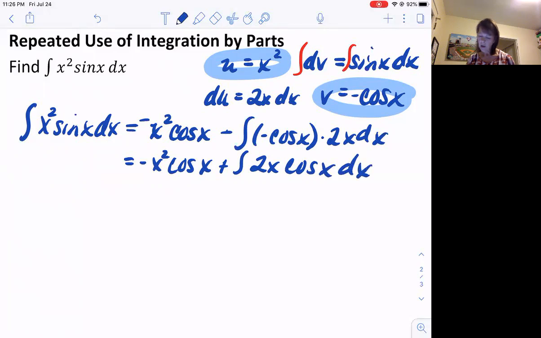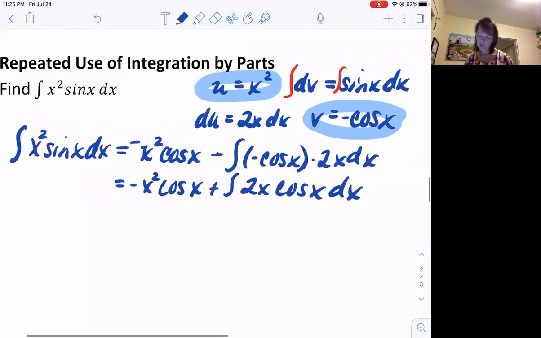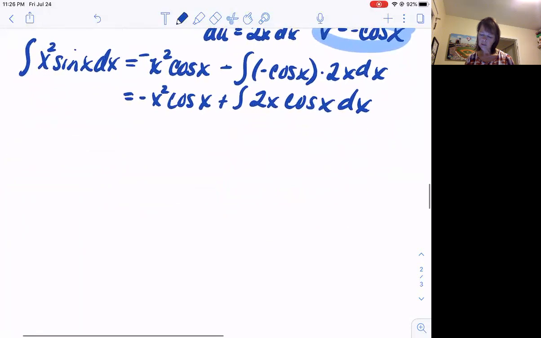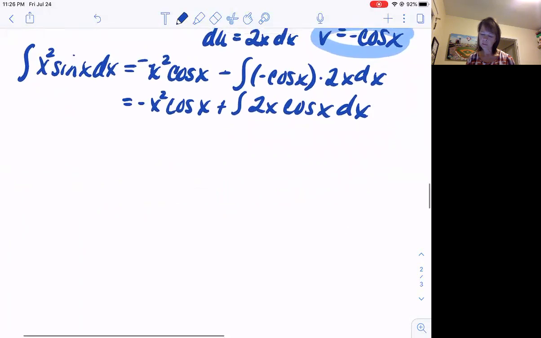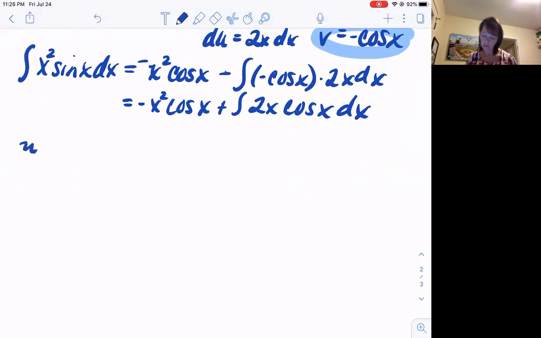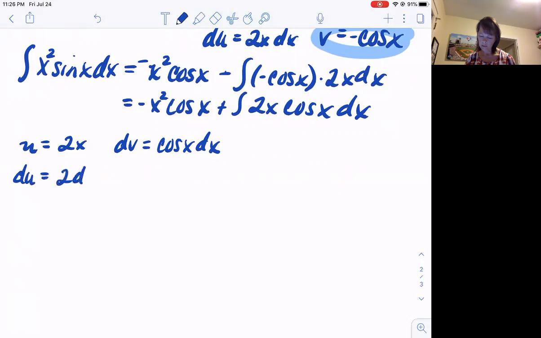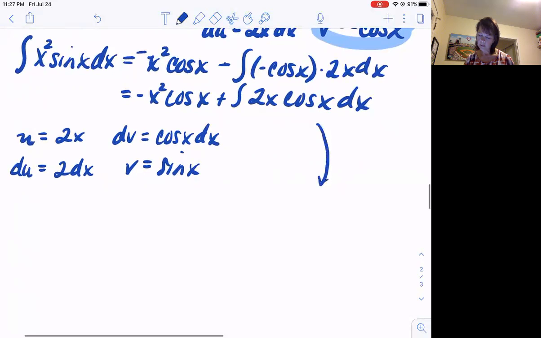So now we have another integration by parts. I feel like I'm going downhill on this problem. So I'm going to say u again, and set it up over here. So I have u equal to 2x, and dv equal to cosine x dx. So my du is 2 dx, and my v is then going to be equal to sine x. So there is my work.